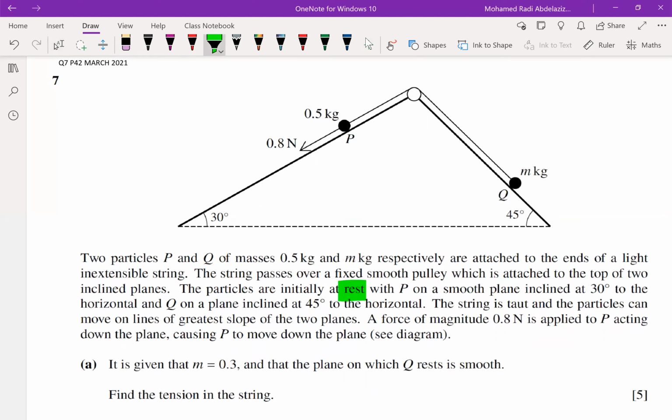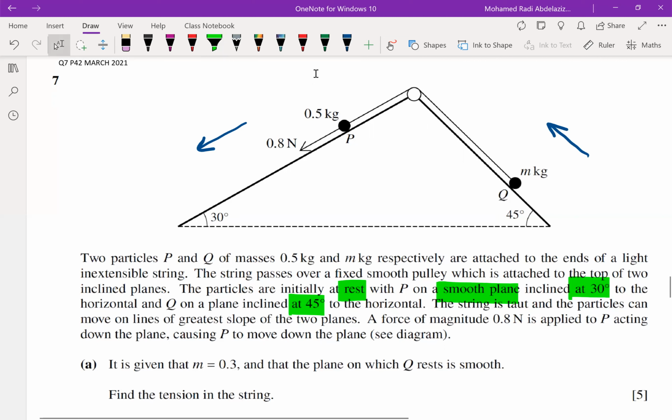We start from rest. P is on a smooth plane that makes an angle of 30 degrees to the horizontal, and Q is on the plane inclined at 45 degrees. The string is taut and the particles can move on lines of greatest slope of the two planes. A force of 0.8 Newton is applied to P acting down the plane, causing P to move down. So this is the direction of motion of P, and this is the direction of motion of Q.